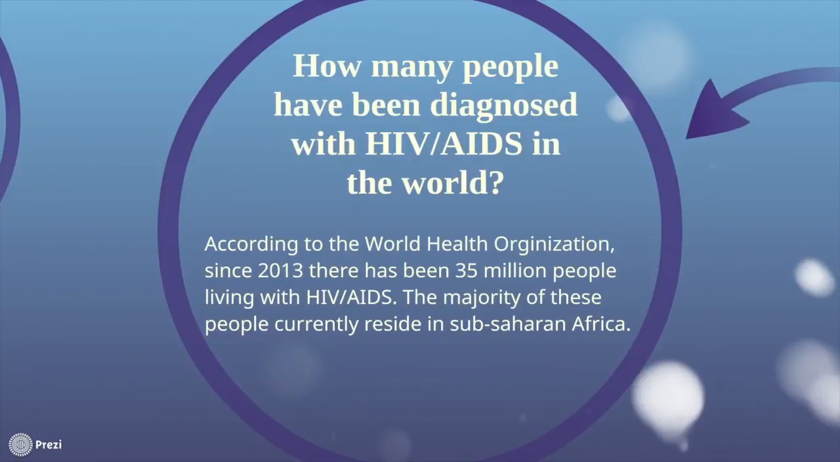How many people have been diagnosed with HIV or AIDS in the world? According to the World Health Organization, since 2013, there have been 35 million people living with HIV or AIDS. The majority of these people currently reside in sub-Saharan Africa.